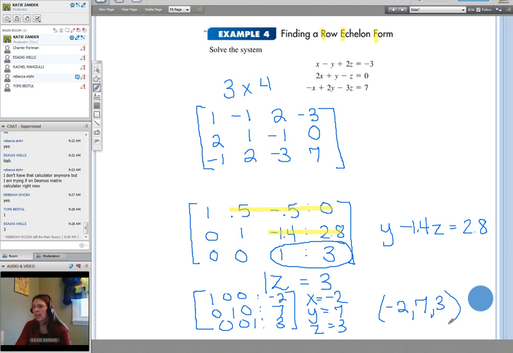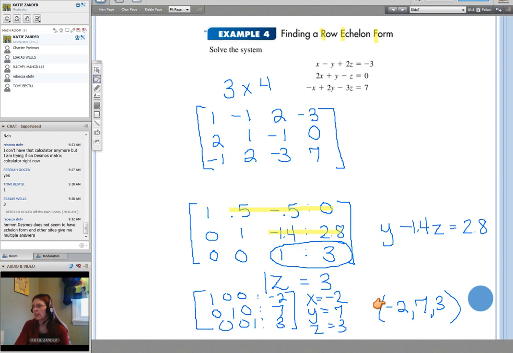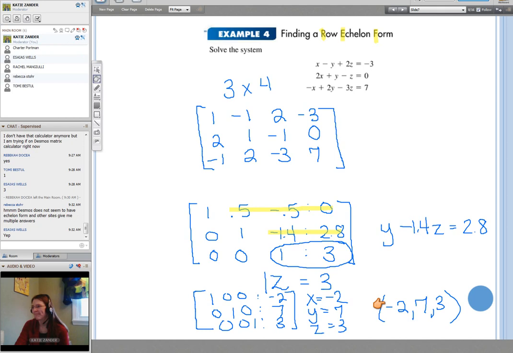So woohoo! Thank goodness for our calculators, right? Did everybody get that reduced row echelon form to come away with -2, 7, 3? Now, reduced row echelon form, we should all get the same matrix, but for the row echelon form, some of the numbers can be a little bit different. But once you go through the substitution of it all, your answer will come out the same. But the reduced row echelon form, everybody should get that same matrix.